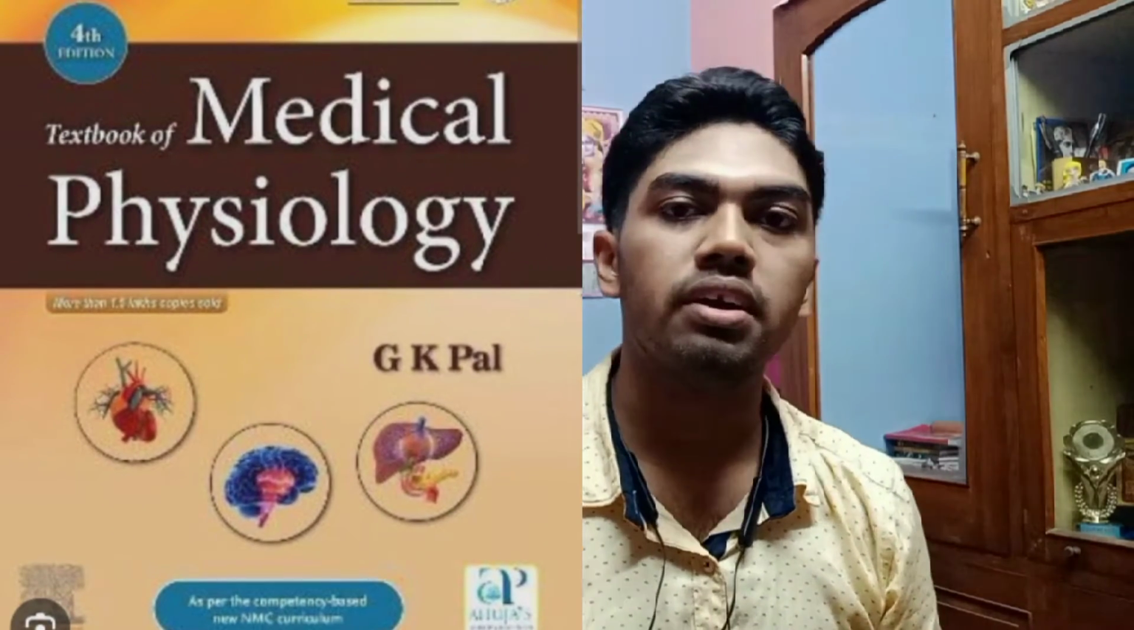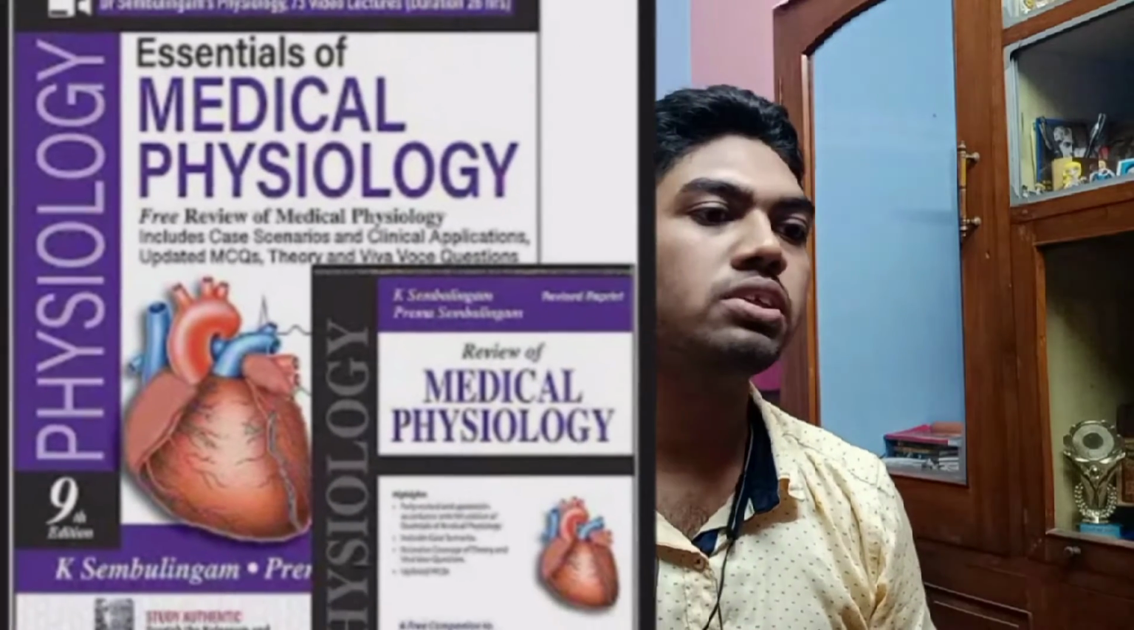Then comes G.K. Pal's Medical Physiology, and Guyton and Hall Textbook of Medical Physiology. This is Sembulingam's Medical Physiology. And Essentials of Physiology for Paramedical Students by Sembulingam. This is a very concise book for our course and a good book also.